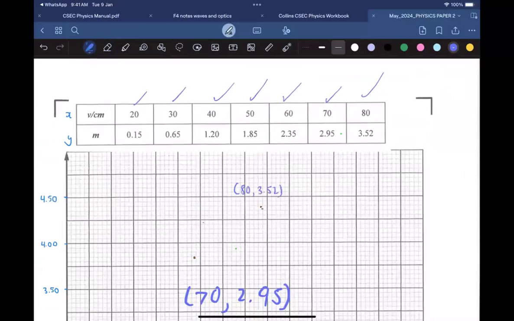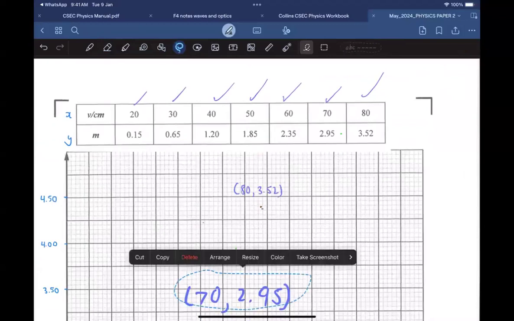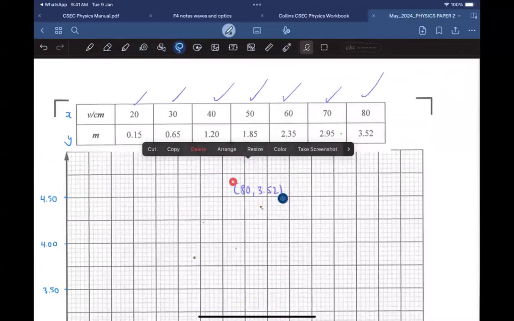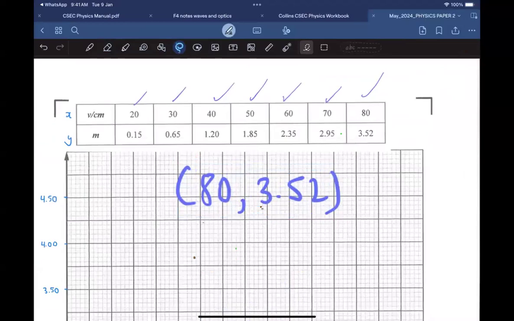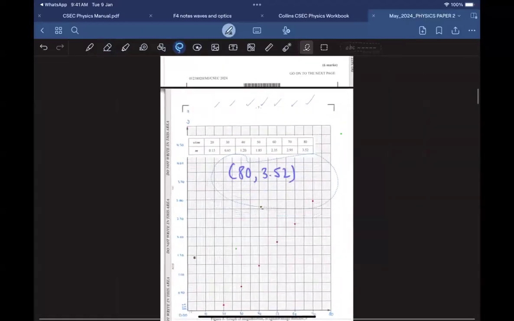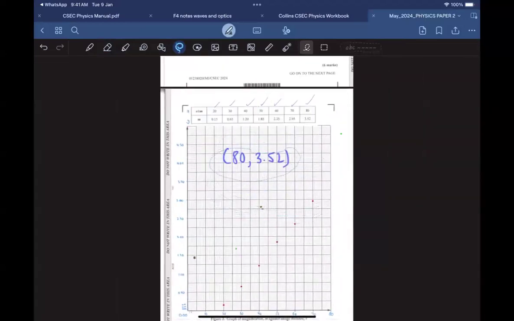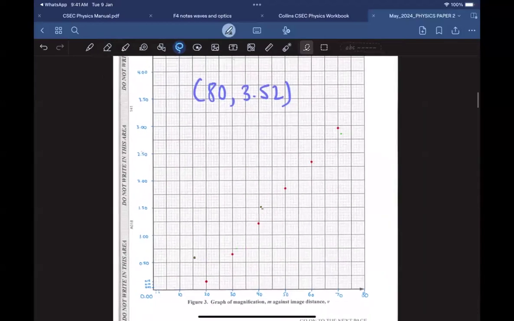83.52. Right. So Justin, how will you handle this last point? I think you're going to manage with this last point? I will try something. Yeah, 83.52.